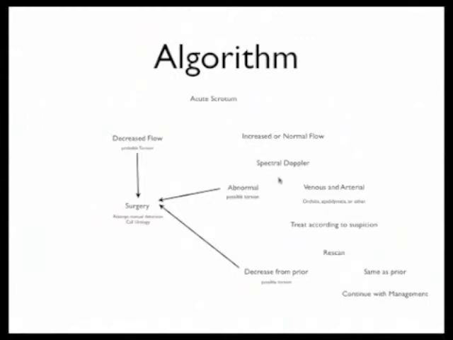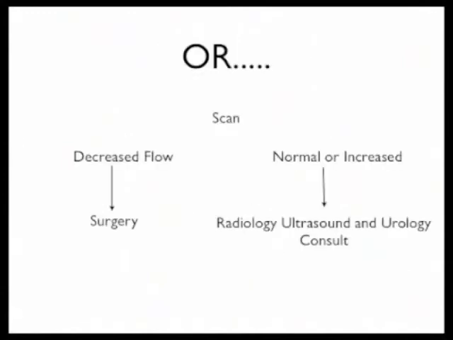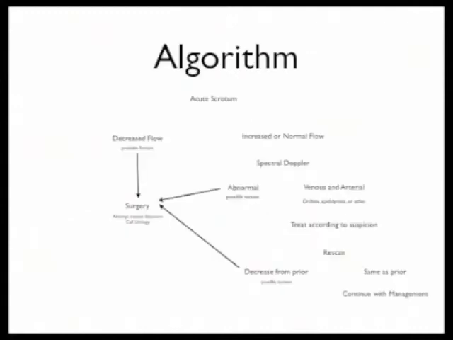And nothing is black and white. You could totally use these two algorithms as a day algorithm where it's really easy and quick to get a radiology ultrasound and urology consult, and a night algorithm where it's going to take hours to get that done. Why not scan them a couple times, treat them, and if they get better, you may feel good sending them home. So you can use these algorithms any way you feel appropriate in your practice. This is not a black and white thing.